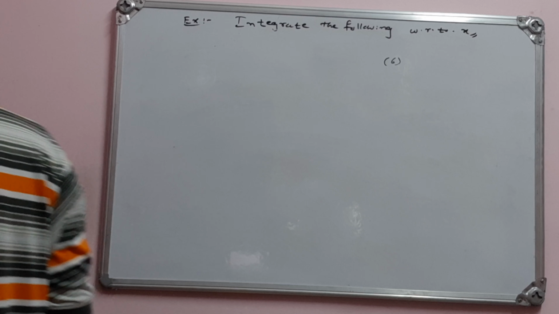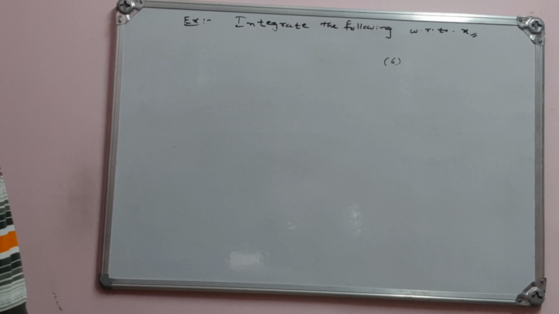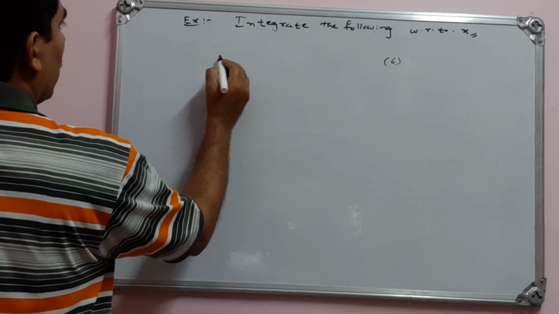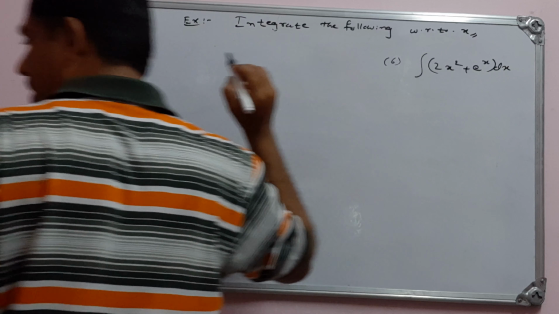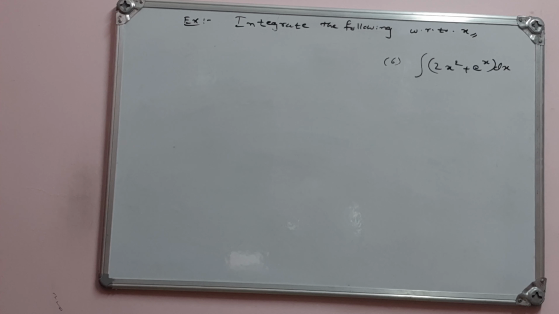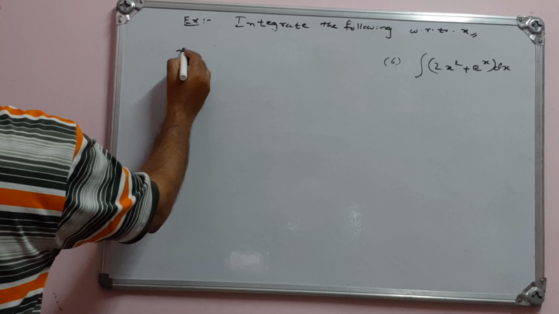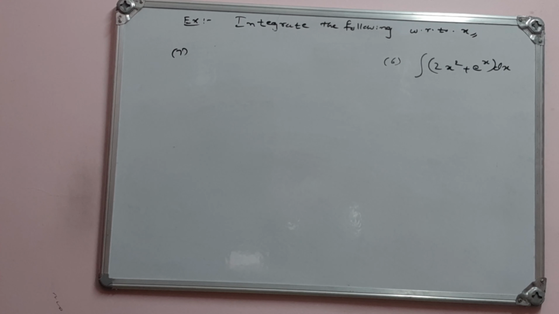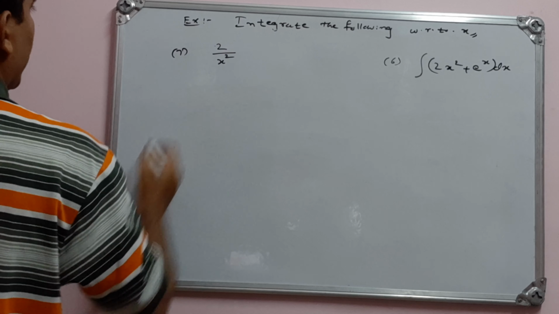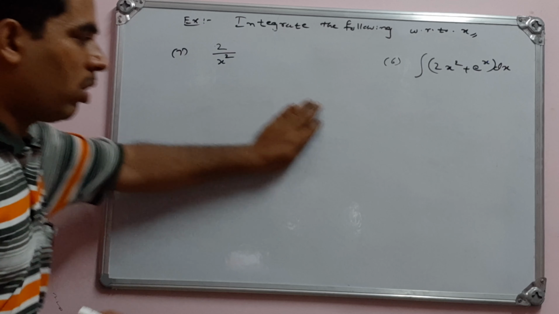Then let us go for the next, 6th problem. Let me write the 6th problem: 2x square plus e to the power of x dx. Then let me write the 7th one here: 2 by x square. Let me work out these two problems.